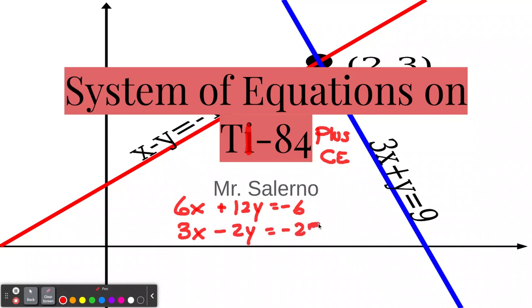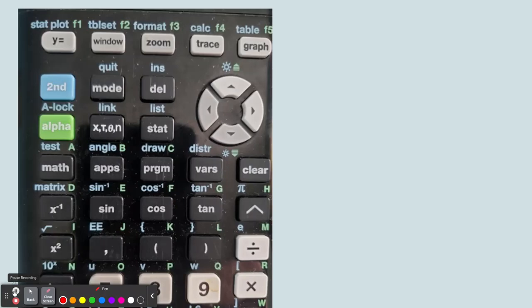So we can do this by hand. We can do it with the elimination method, or we'll just put it on the calculator and get the answer right away. So let's do that. All right, the first thing you want to do is find the Apps button, which is right here. There's the second button. Apps is right down there. You hit the Apps button, and then you're going to hit 9.